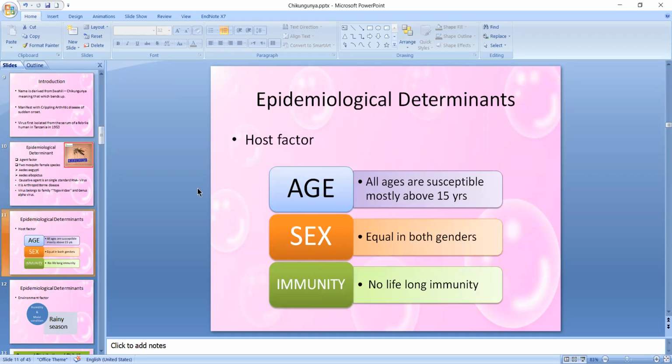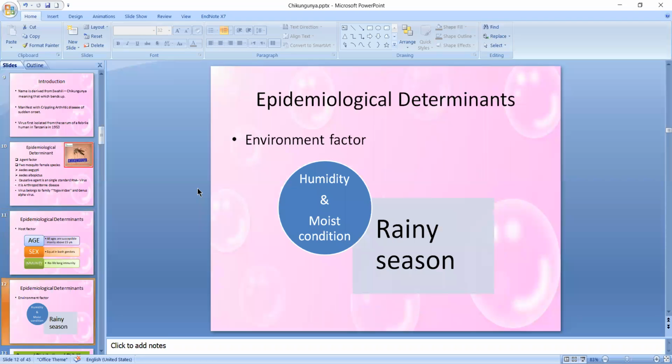Now we come to the host factor. All ages are susceptible, mostly above 15 years, and equal in both genders, but some recent studies show that mosquitoes bite females more than males. There is no lifelong immunity against chikungunya fever.